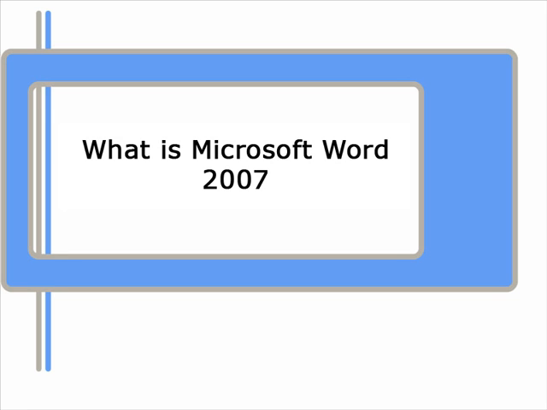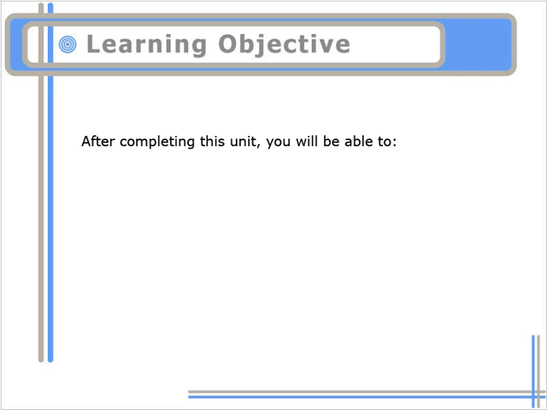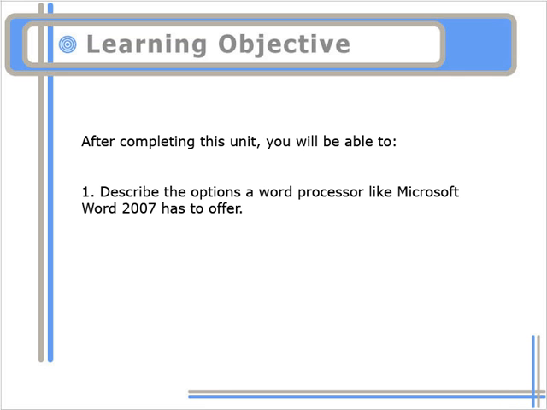What is Microsoft Word 2007? After completing this unit, you will be able to: 1. Describe the options a word processor like Microsoft Word 2007 has to offer. Click Start to begin the unit.